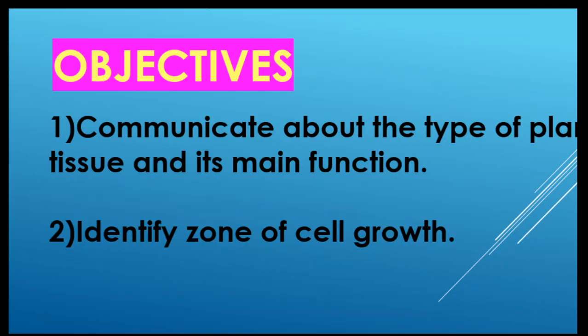Objectives. The first one, communicate. You are able to communicate about the type of plant tissue and its main function. Second objective is to identify the zone of cell growth in plant.